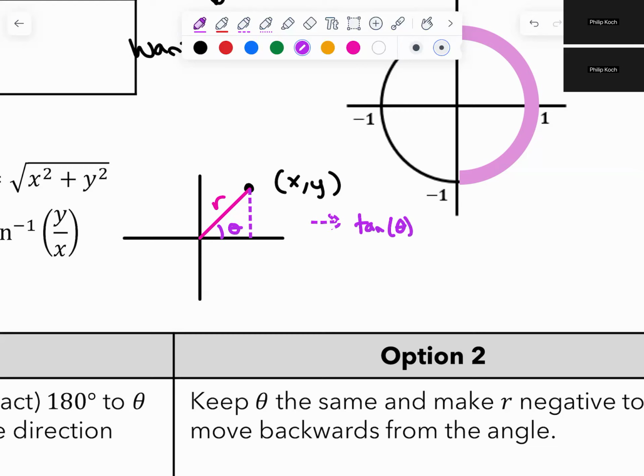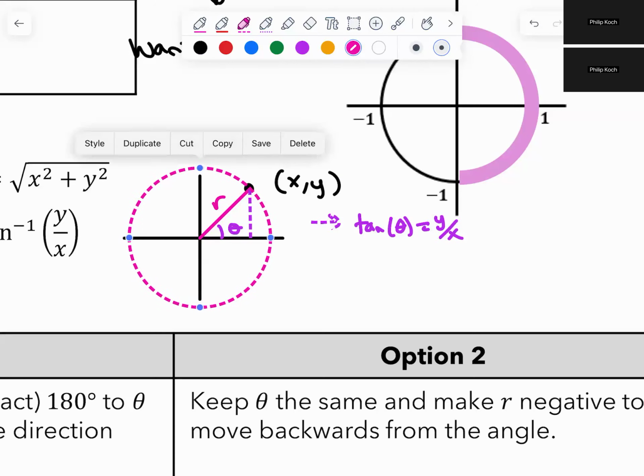Tangent of theta equals y over x. But to find out what r is, we can't use a triangle because there are too many unknowns. You could relate it and probably find something, but you can think of it as a point on a circle, a circle centered at the origin. So then x squared plus y squared is equal to r squared.